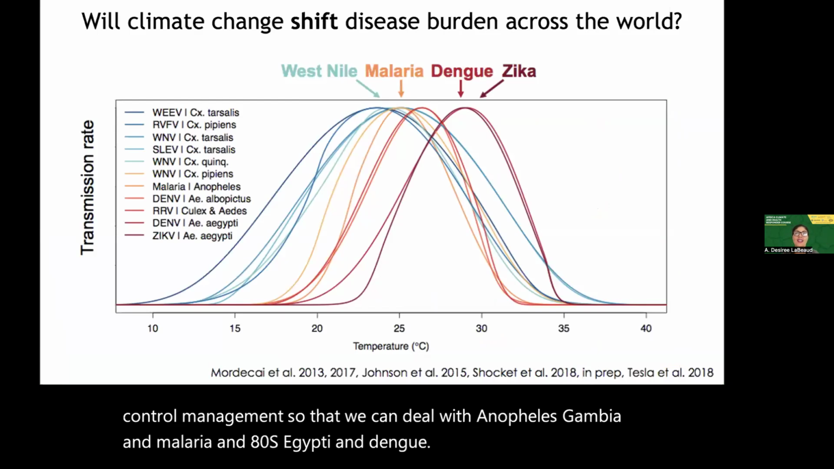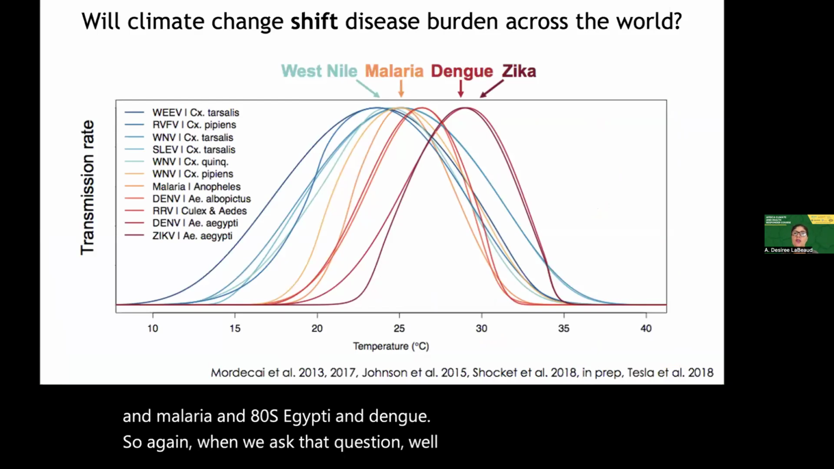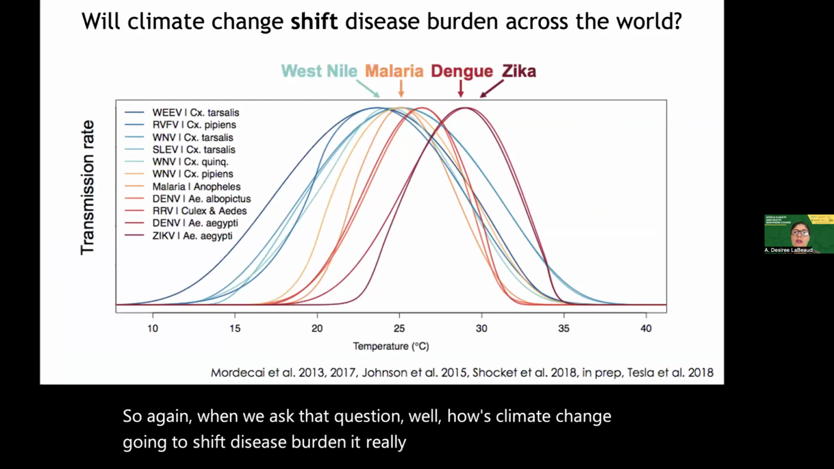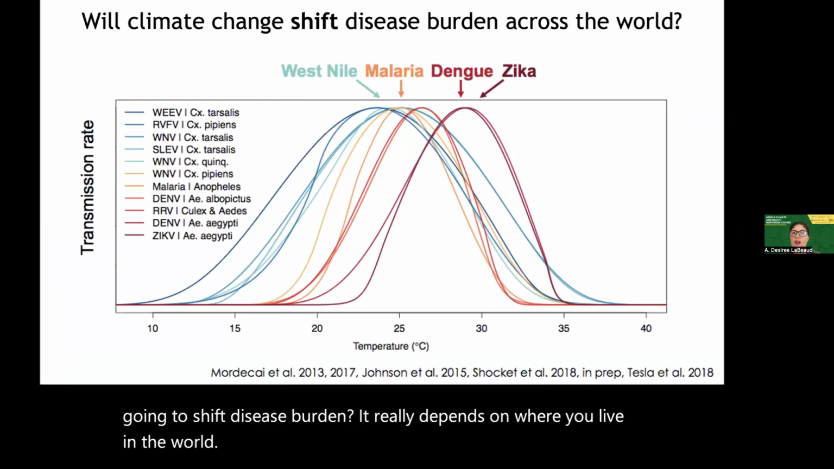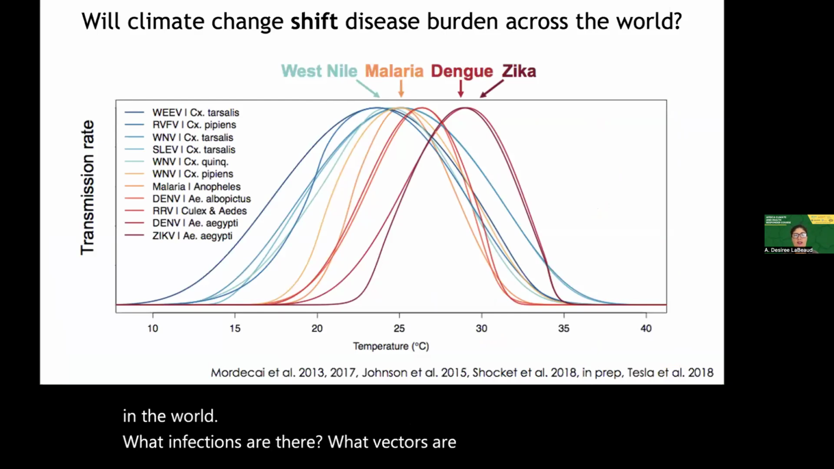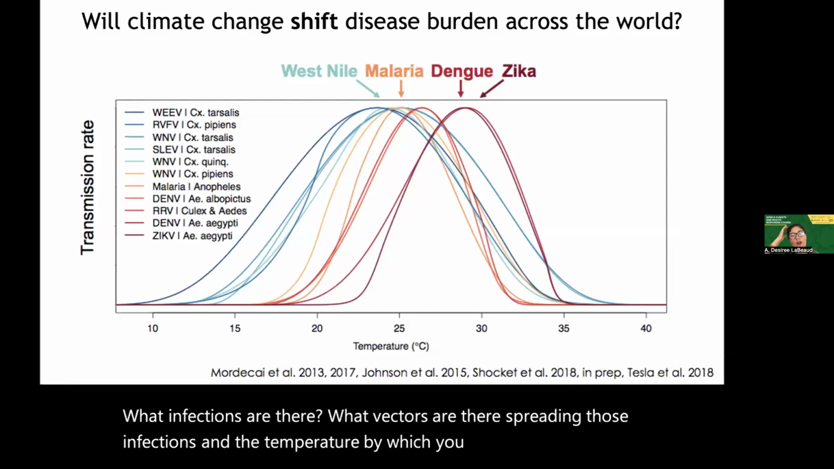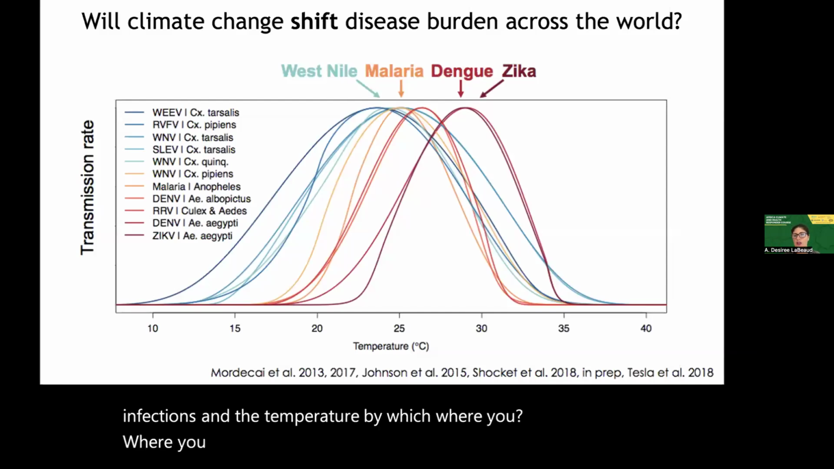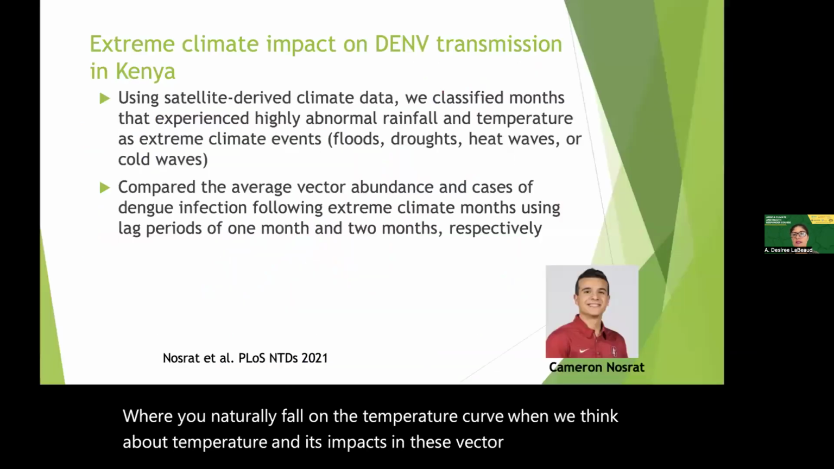So again, when we ask that question, well, how's climate change going to shift disease burden? It really depends on where you live in the world, what infections are there, what vectors are there spreading those infections, and where you naturally fall on the temperature curve when we think about temperature and its impacts in these vector-borne diseases.